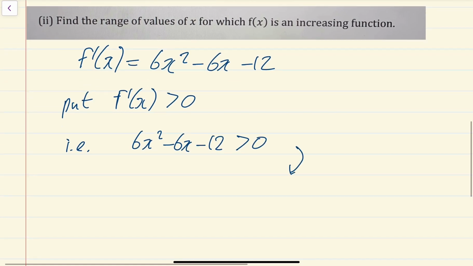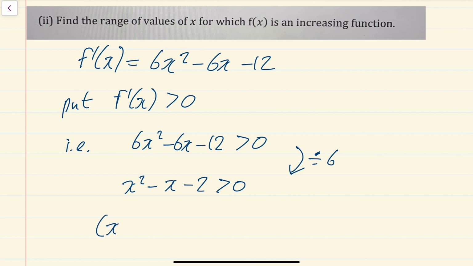Now let's make life a little bit easier by dividing through by 6. And then you're going to get x squared minus x minus 2 is greater than 0. And this thing would factorize, so I'm just going to skip that bit out, but it would factorize. You can use your sum and product or whatever you want. x minus 2 times x plus 1 is greater than 0.